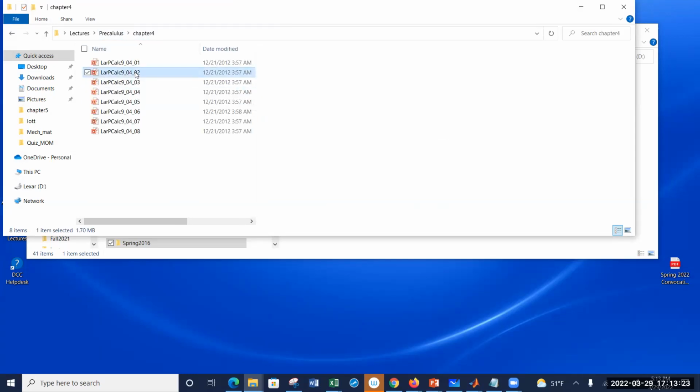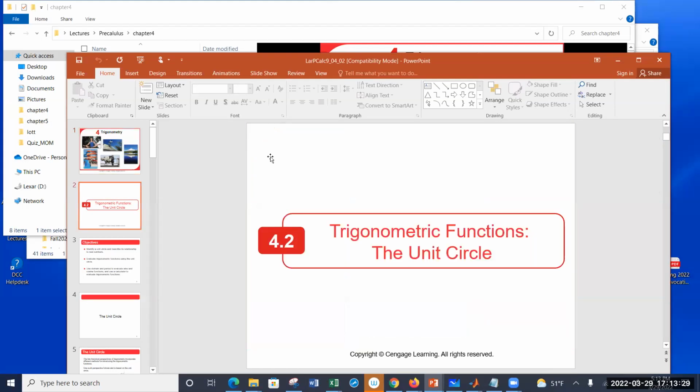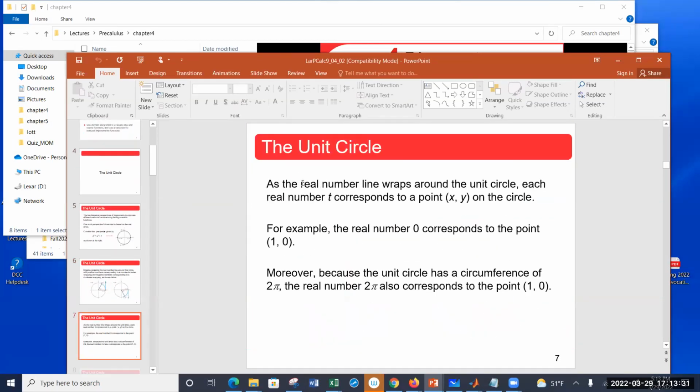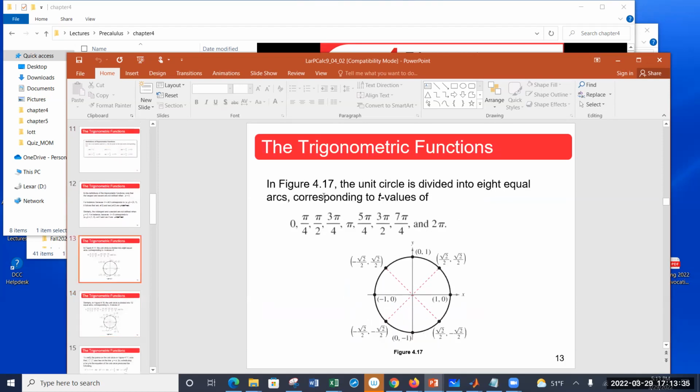What section are they? 4.2. Yeah, okay. So this is your first circle. Here, this is for pi over 4. You know that the first angle, how do you read this one? So they show you the angles.